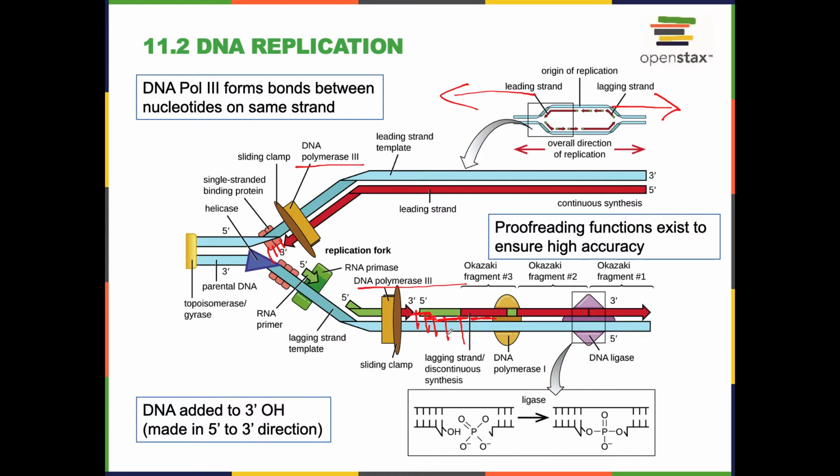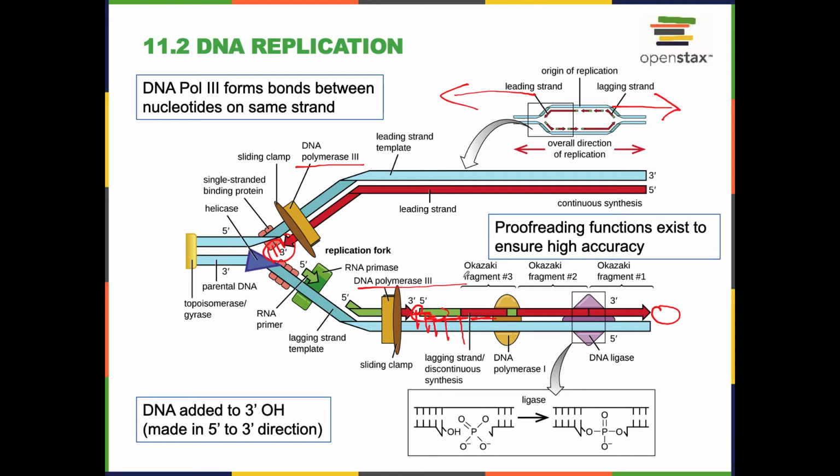The other thing I want us to know is DNA is added to the 3' end. So over here we have our daughter strand, 5', and then the 3' end. We're always going to add it to our 3' end. Always. So our new DNA is made in that 5' to 3' direction.